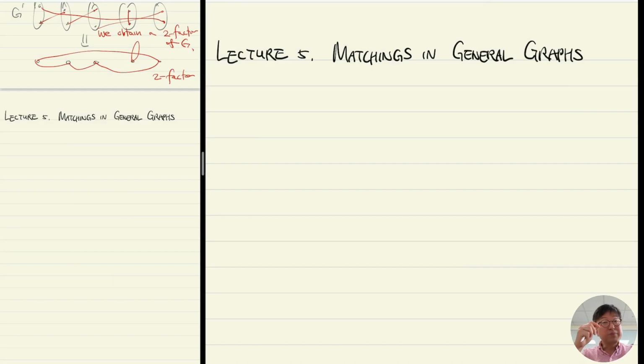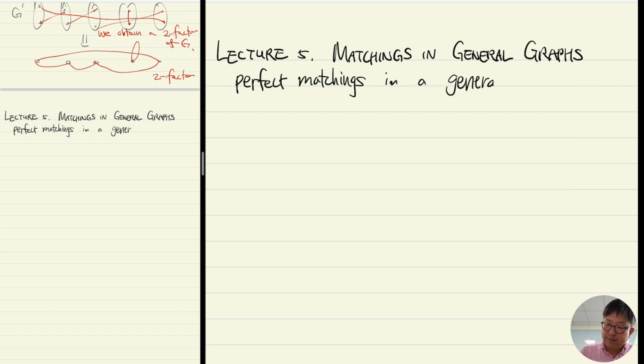All right, so in the previous lecture, we talked about the condition to have a matching in bipartite graphs. Now we will work on more general graphs, and this is the part that was not covered in the discrete math course. All right, so our first goal is to understand the perfect matchings in a general graph. General means non-bipartite, because for bipartite graphs we knew everything.